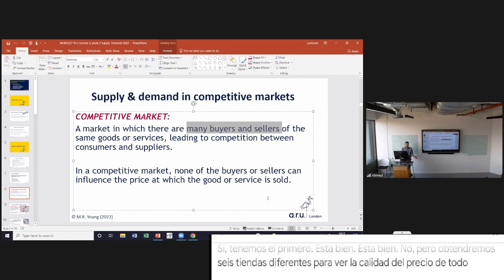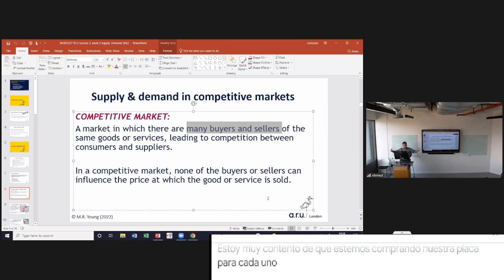Okay, so that's the idea. That's what you're supposed to do in a competitive market. Look for what each supplier is offering, what each shop is offering, and choose the one which is best for you. So this is supposed to be very healthy, a competitive market.